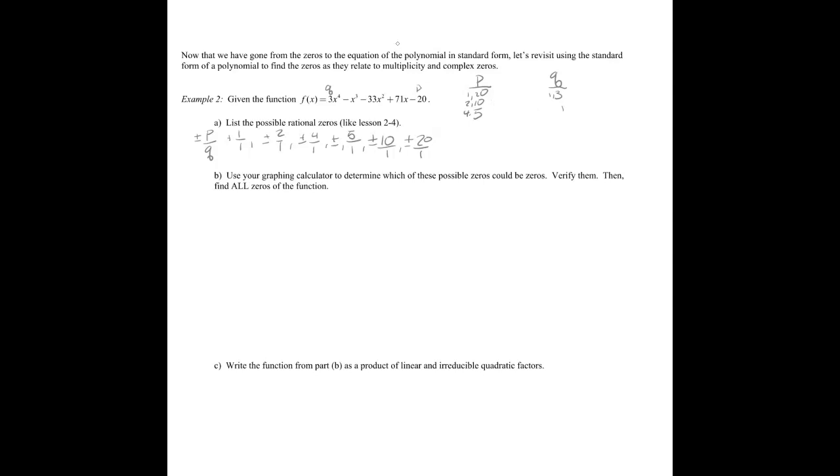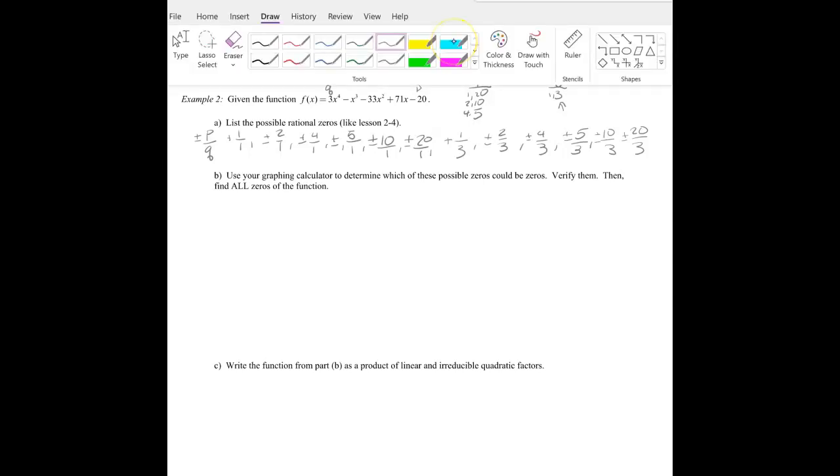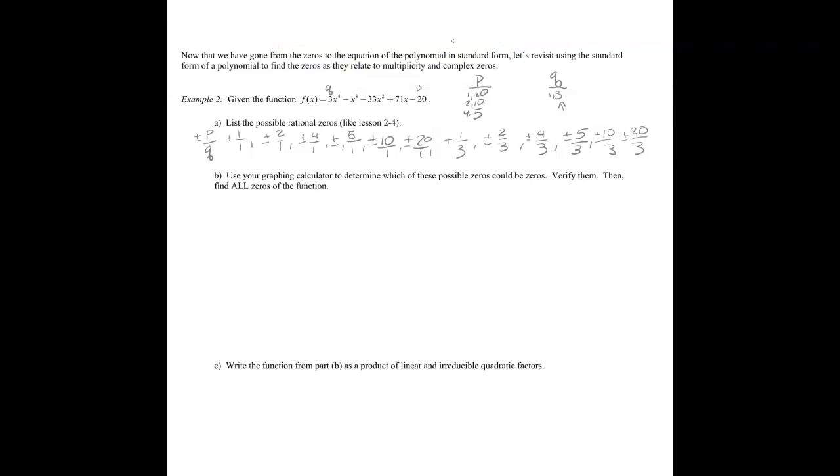Alright, so now I've got to consider, well, what if Q is 3? Then I would have all my factors of P: 1 over 3, 2 over 3, 4 over 3, 5 over 3, 10 over 3, and 20 over 3. Alright, so that's all of my possible factors. If I were you guys, I would not want to try to figure that out on my own. But it does help us narrow down what they could possibly be.